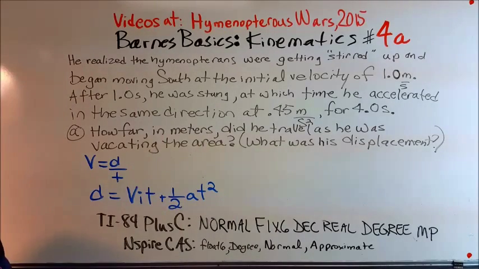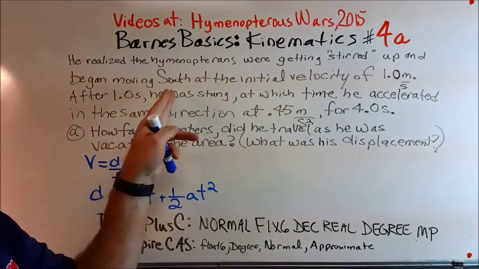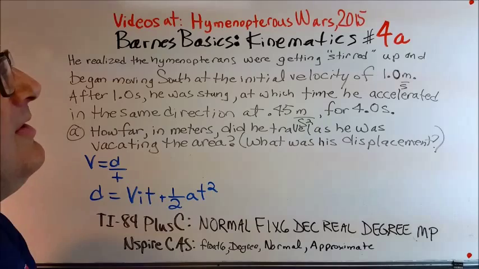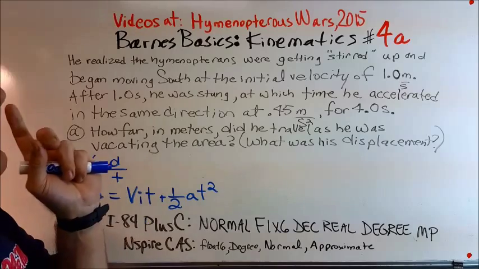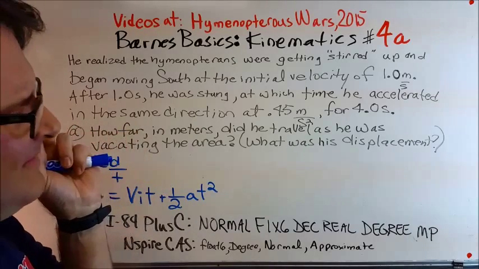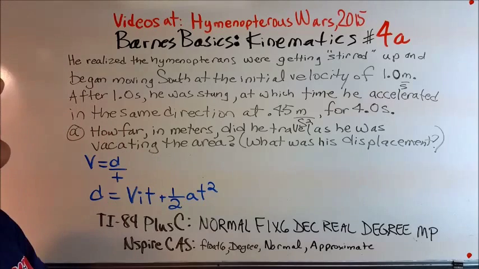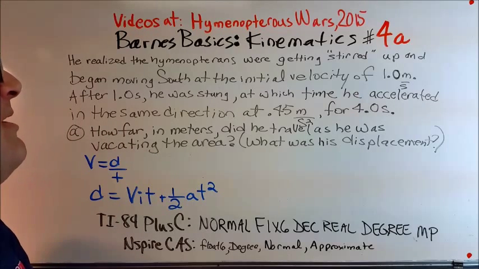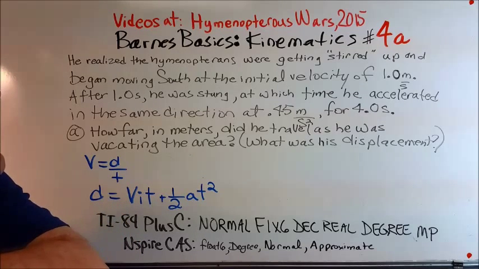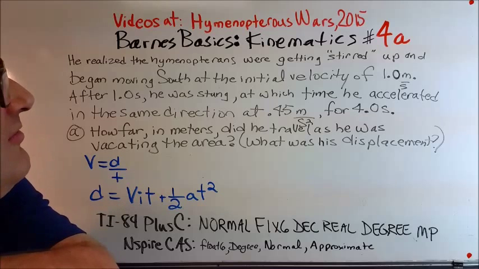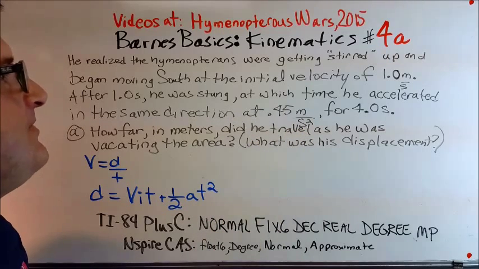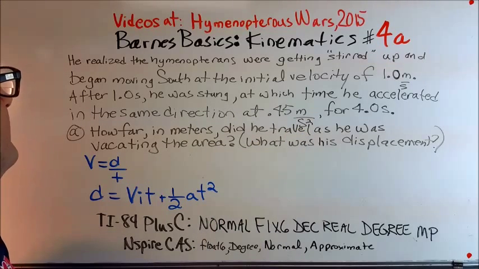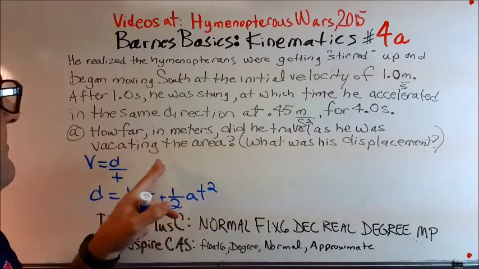He realized the hymenopterans were getting stirred up and began moving south at the initial velocity of 1.0 meters per second. Keep in mind that I had already been stung multiple times, and so it's true that I started from an actual speed and not from zero at this moment. After 1 second, he was stung, at which time he accelerated in the same direction at 0.45 meters per second squared for 4 seconds. We're going to assume that we have constant acceleration in this problem. How far in meters did he travel as he was vacating the area?